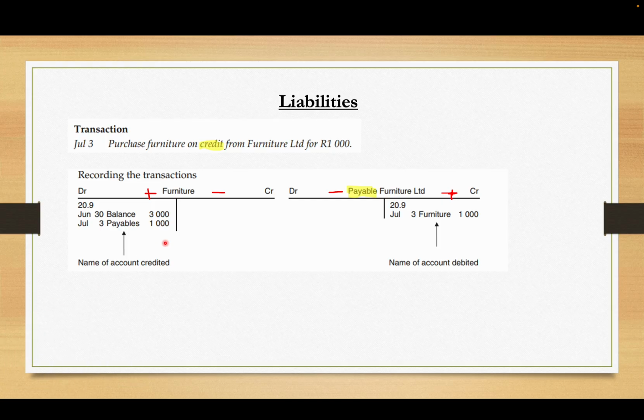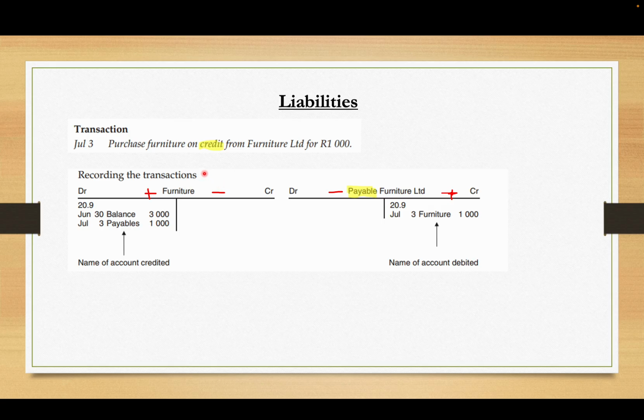Okay, so now, purchase furniture. This is an asset, on credit, a liability from Furniture Ltd for 1,000. So Tia Ltd purchases furniture. Ignore the balance. Open a T account for furniture. Debit on the left, credit on the right: increases on my left, decreases on my right. Debit, credit, plus, minus.